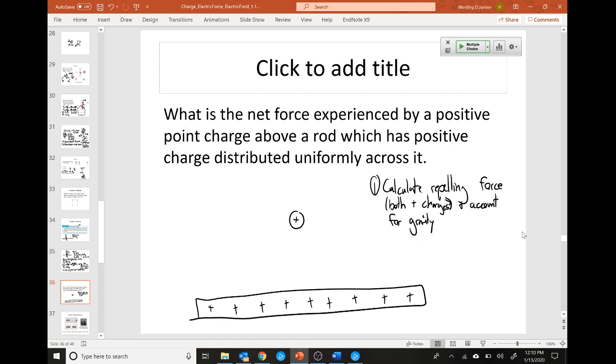What are some other ideas people have? Maybe some more detailed ones. Yep. You find the average charge of the rod, like the average position of the charge of the rod. Find average charge position. And I assume use that just in the Coulomb's law. Okay?